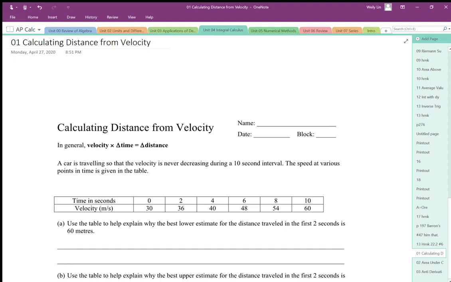So we're going to look at calculating distance or displacement from velocity today. A lot of you have done this before in your physics classes, where you take a look at velocity and you calculate your distance or displacement. In general, we can say that velocity times time equals distance, or velocity times the change in time is a change in displacement.